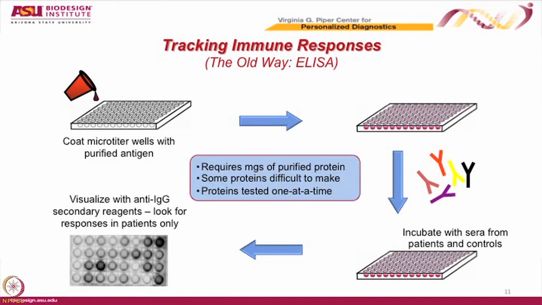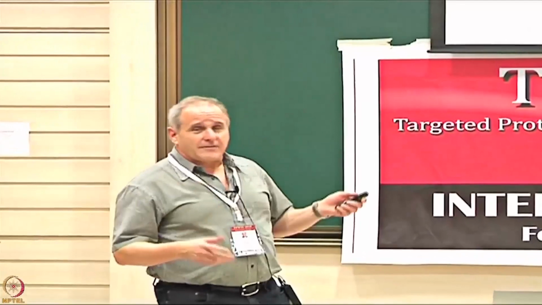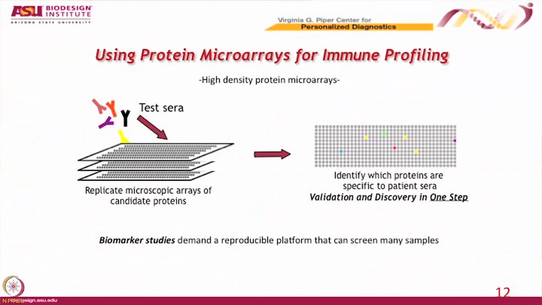The challenge, of course, as I mentioned before, is that it requires a lot of protein to coat these wells. Some proteins are not easy to make, and you're testing proteins by this method, one protein at a time. And if you want to think like a modern systems biologist and you want to think at scale, you'd rather be testing thousands of proteins at a time. And so that was this, and this time I have the picture there, so it's much better.